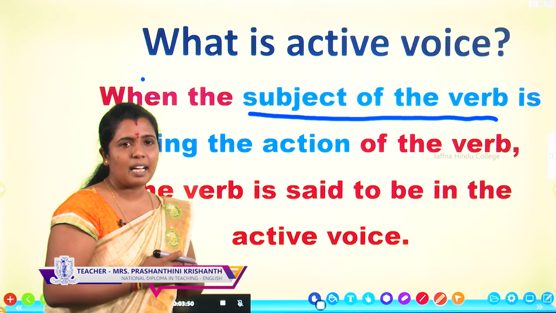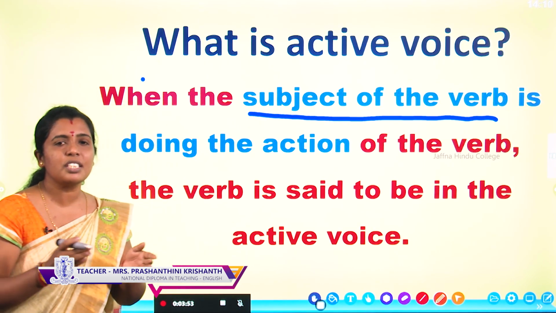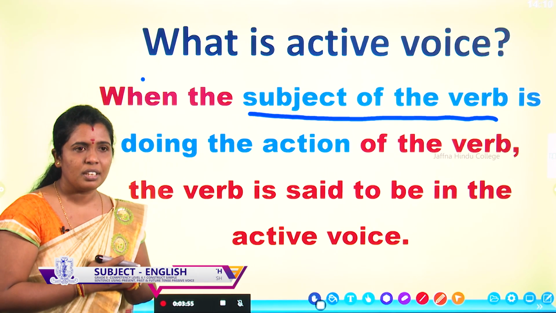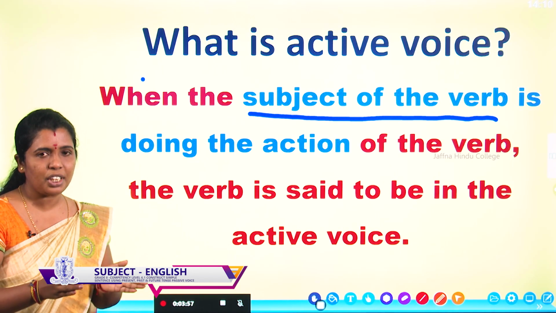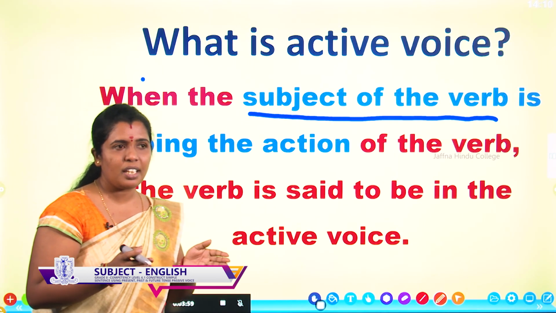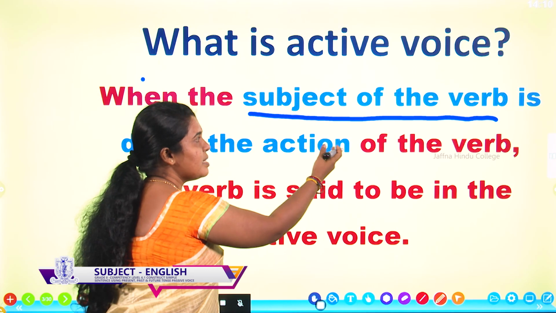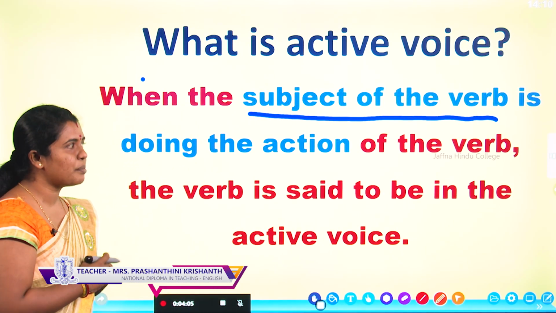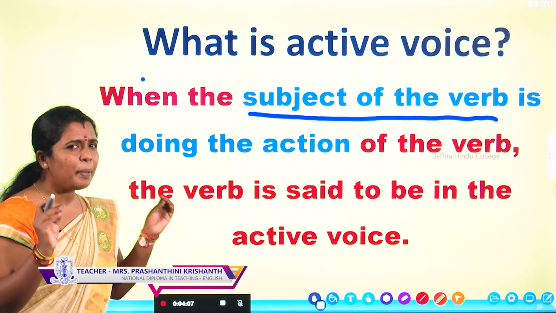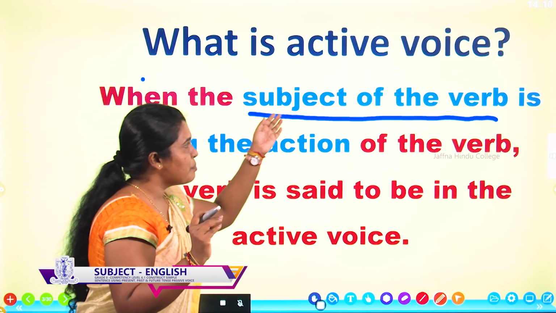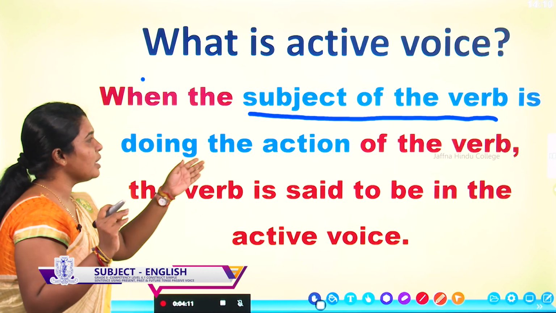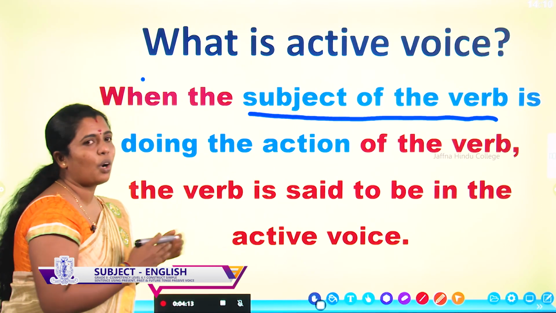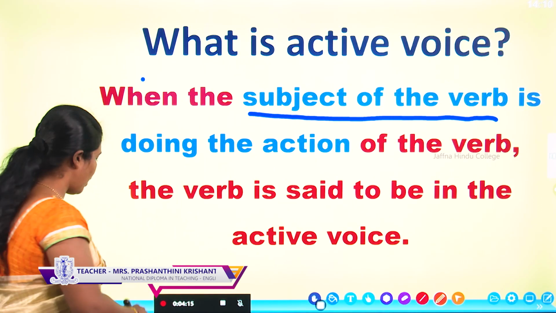See another example. Our teacher is teaching English. So, teaching is the action here. Who is teaching? Our teacher. So, what is the subject of the sentence? Our teacher is the subject of the sentence. So, simple thing, the subject of the verb is doing the action of the verb. This is called active voice.